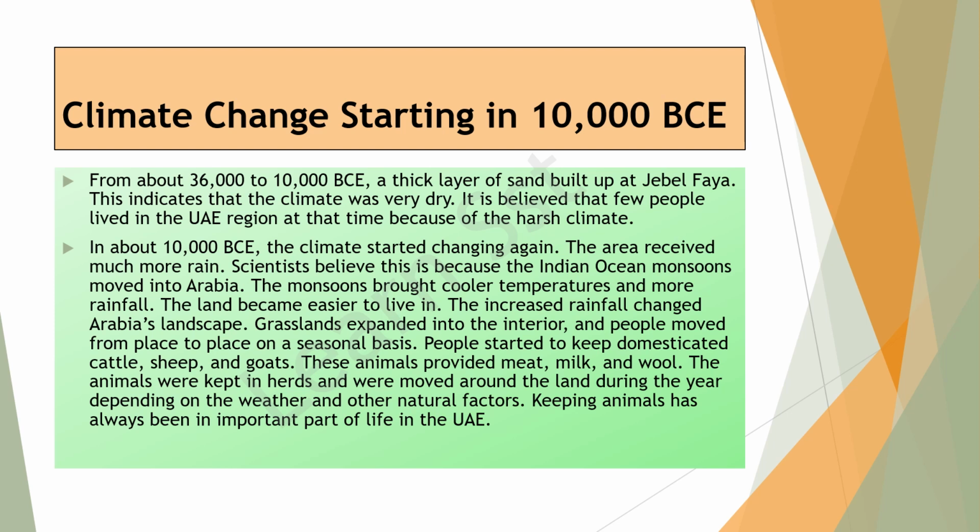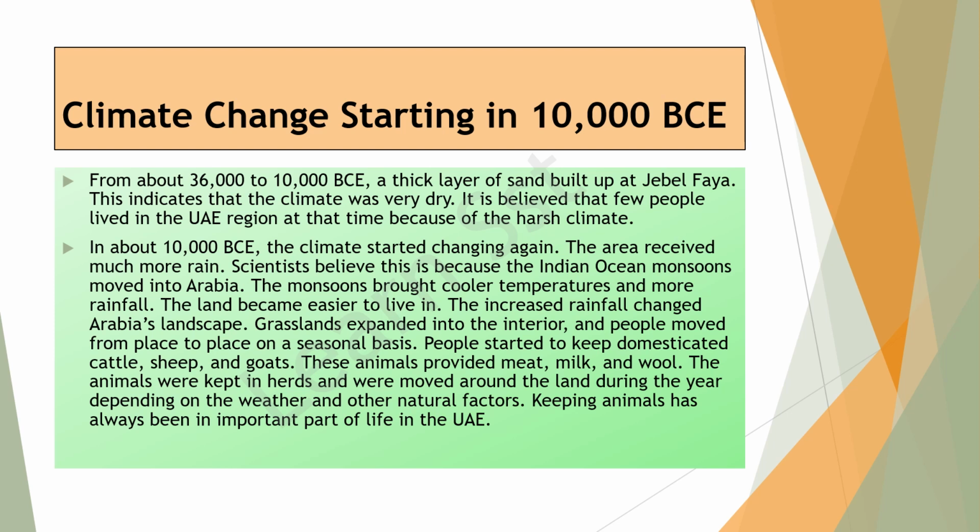Earlier, in about 10,000 BCE, this region of UAE was receiving a good rainfall from the Indian Ocean. Now the southwest monsoon winds are bringing rains to India in the Indian subcontinent. But this was not the case earlier. Earlier, Arabia was receiving the monsoons from the Indian Ocean. The monsoons brought cooler temperatures and more rainfall. The land became easier to live in.